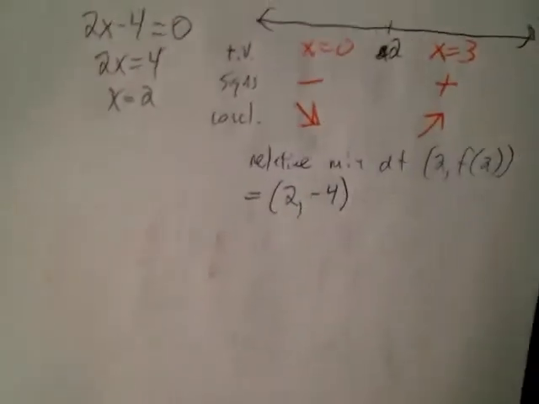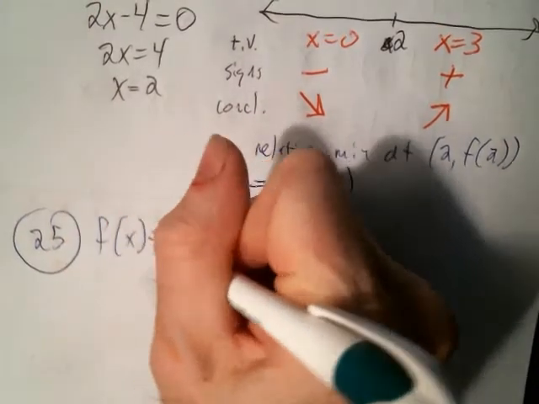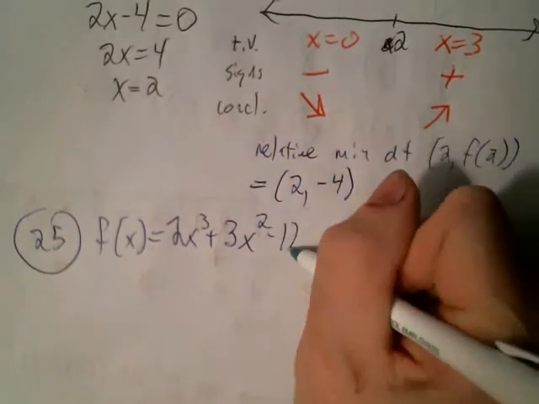Let's look at 25. So this time they give us a cubic function. f of x is 2x cubed plus 3x squared minus 12x.